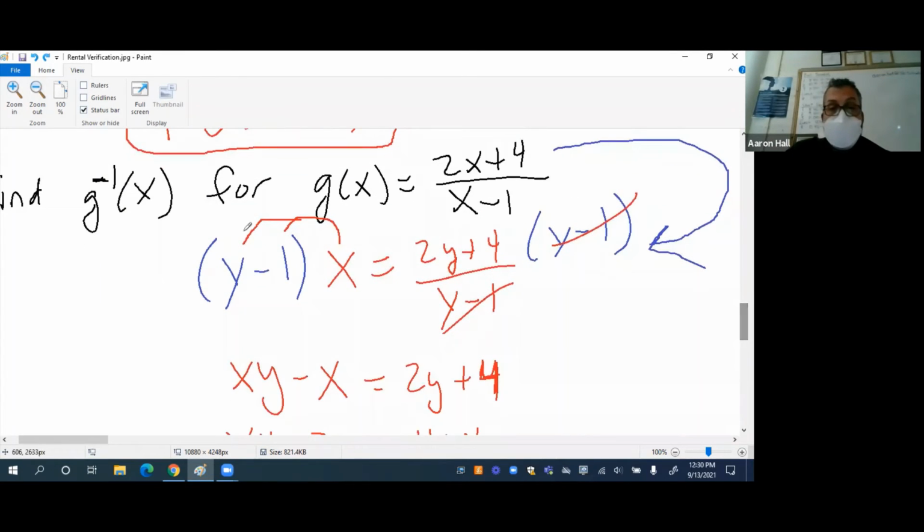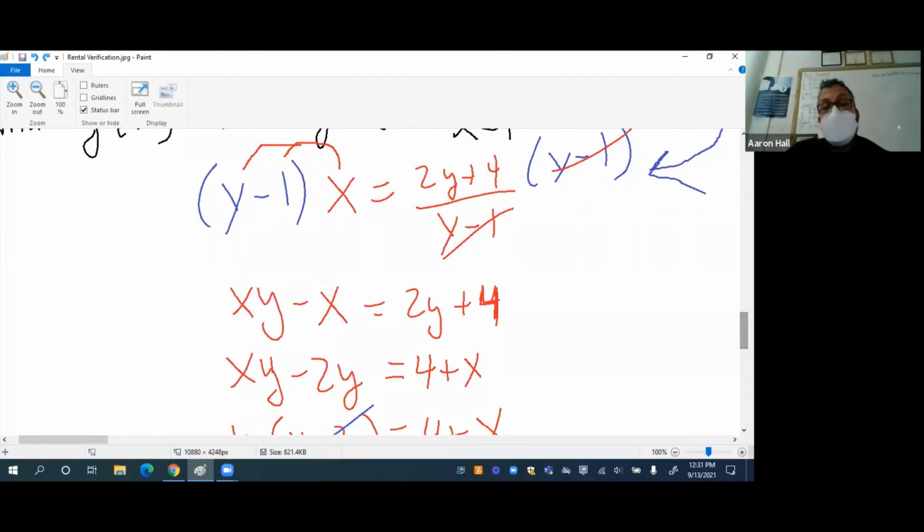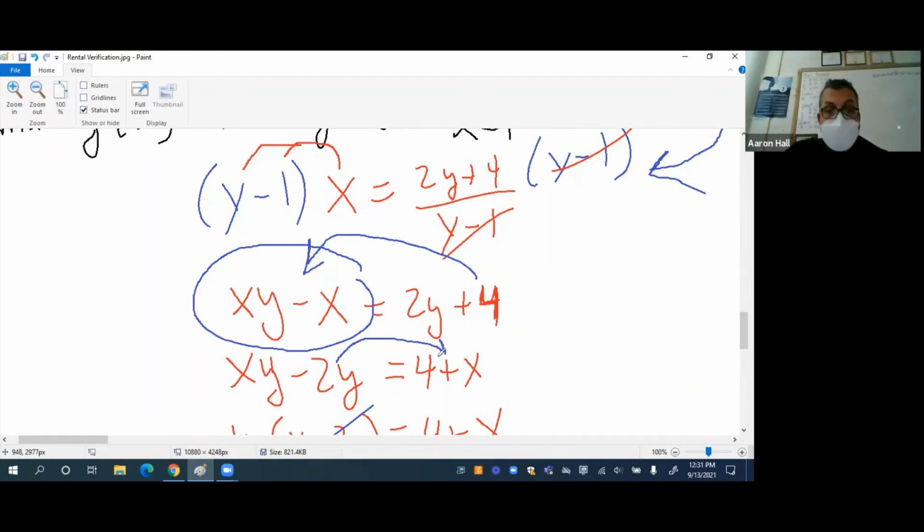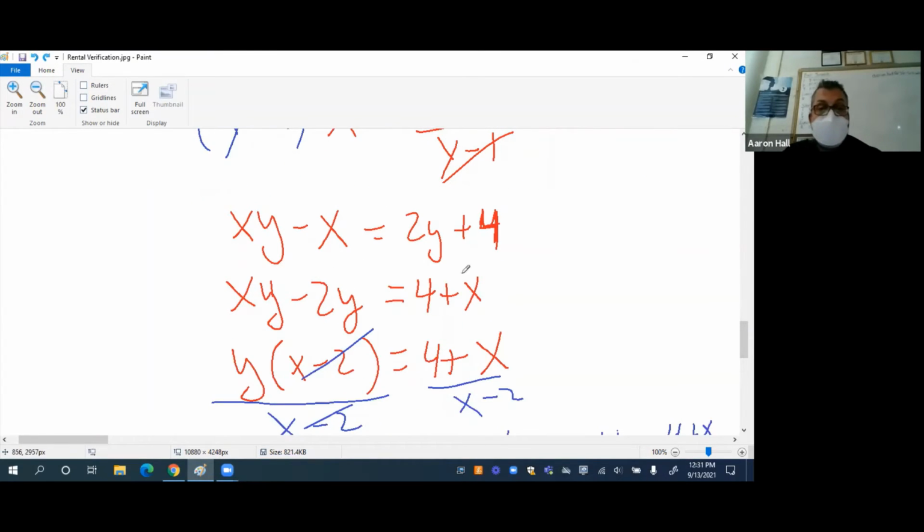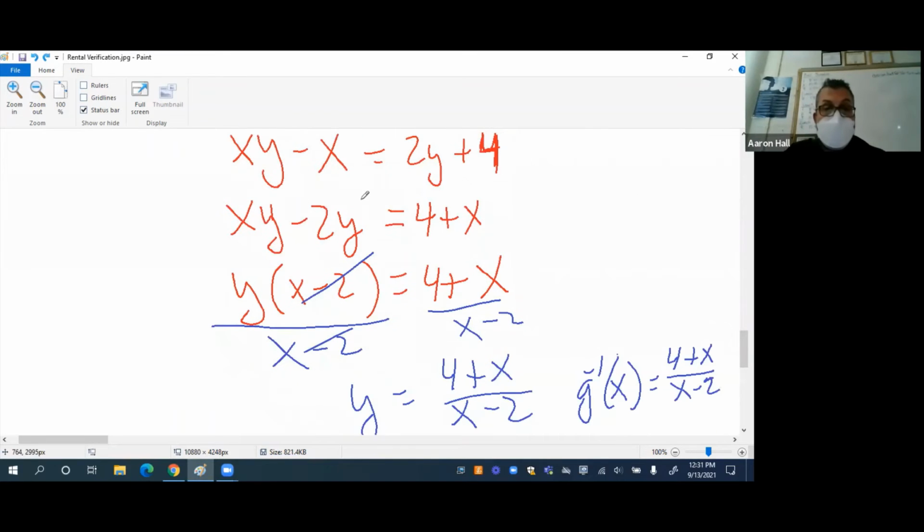Now what did I do? How did I go from here to here? I distributed and then anything that has a y needs to be on this side. Anything that doesn't have a y needs to be on this side. Okay. And then once we have all of our y's on one side, anything that doesn't have y's is on the other side. What do we do? How do we move from here to here?